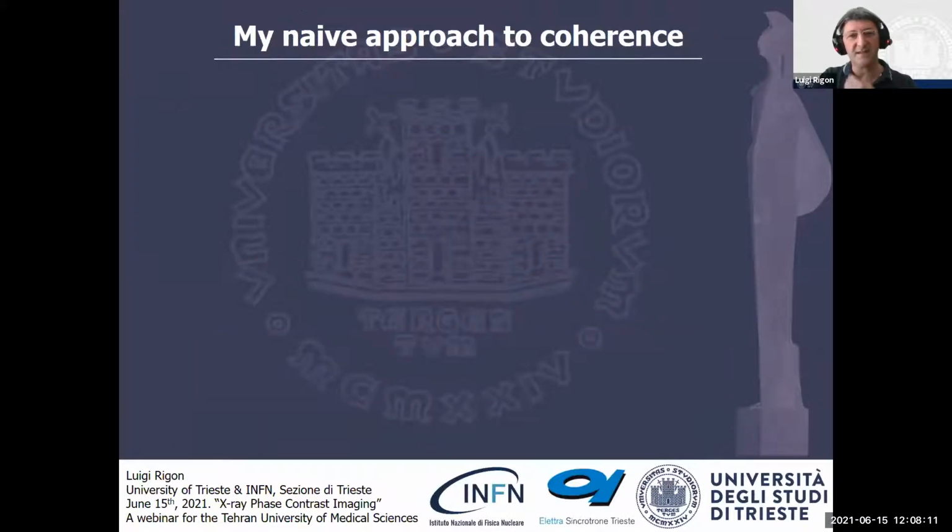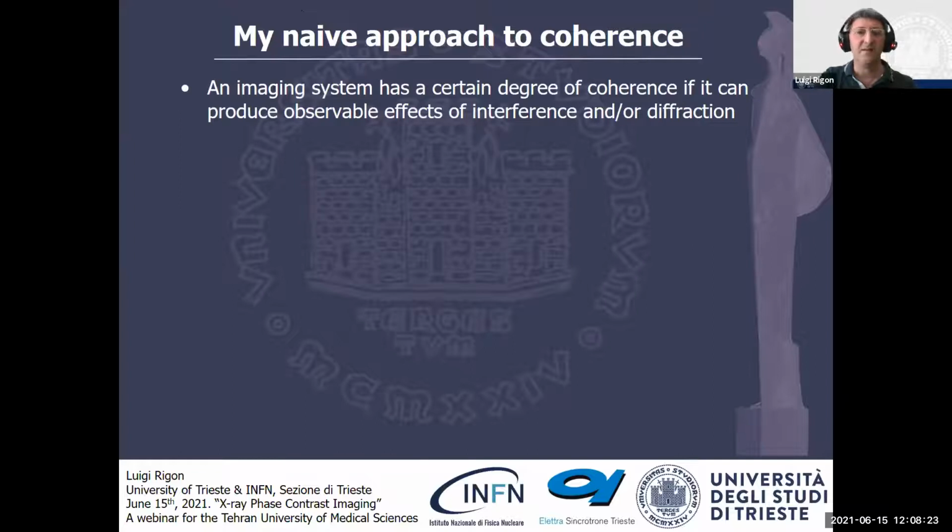But before doing that, since some of these techniques require some degree of coherence, I want to spend just one slide on what we mean by coherence. To be honest, I'm not an expert, so I have quite a naive approach. Let's say that an imaging system has a certain degree of coherence if it can produce observable effects of interference or diffraction, for instance.